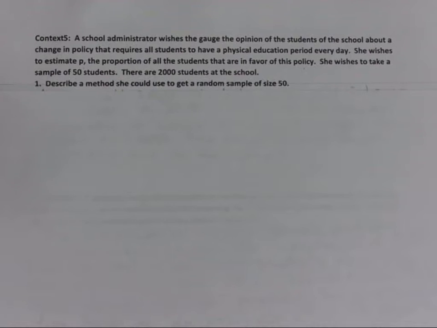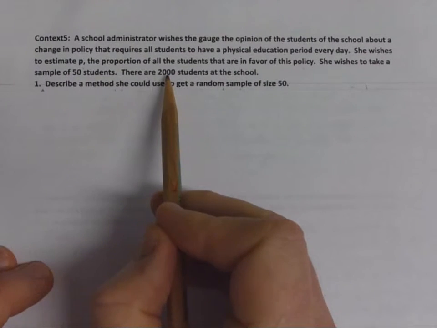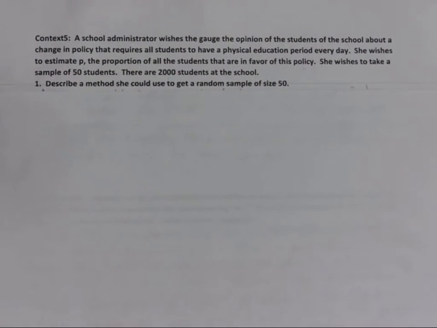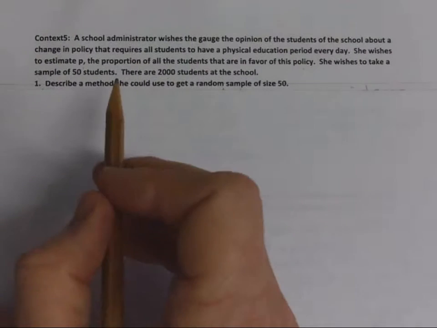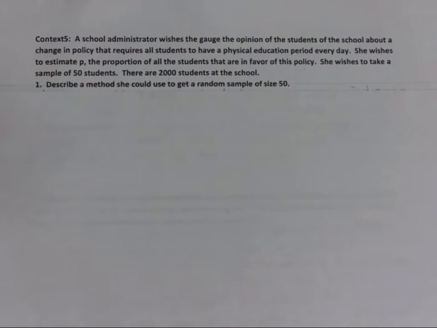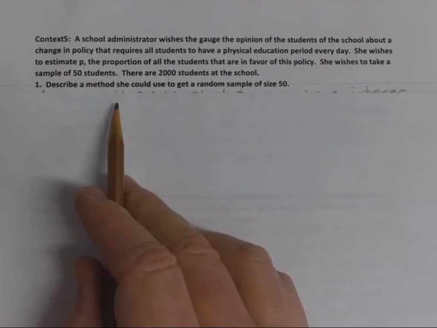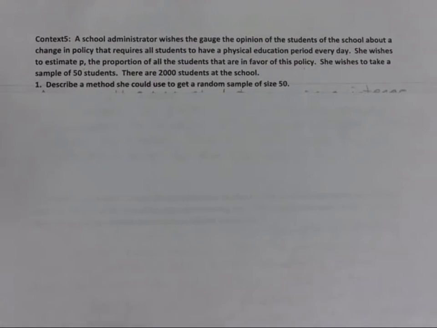Now, if she wanted to know the actual value of P, she could take a census of those 2,000. But for whatever reason, she doesn't have time to do that, so she just decides to take a sample. It's critical how she gets these 50 students if she wants an accurate estimate for P. All right, so describe a method she could use to get a random sample of size 50.